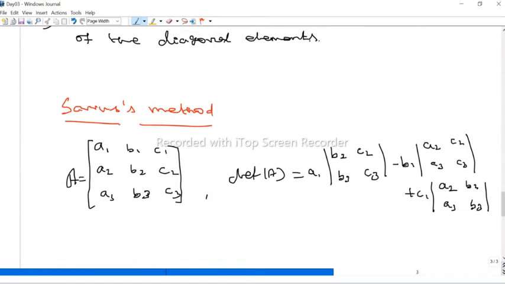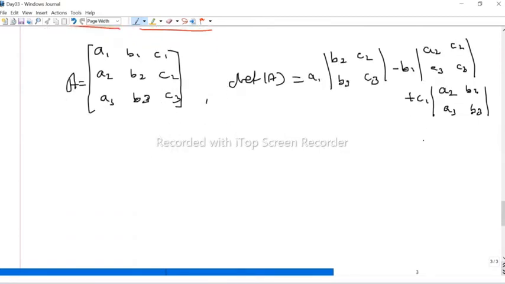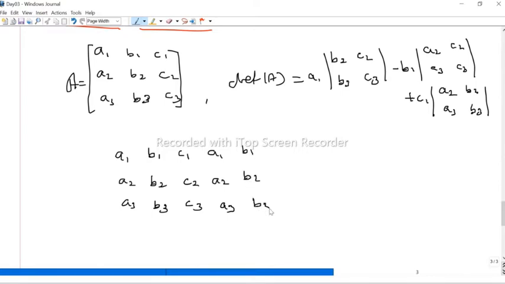Now the Sarrus method says you have to first write the whole matrix. So A1, B1, C1, and then A2, B2, C2, and then A3, B3, C3. Now again you start with A1, A2, A3, writing the first column, and then the second column B1, B2, B3, and you stop. No need to write the third column.